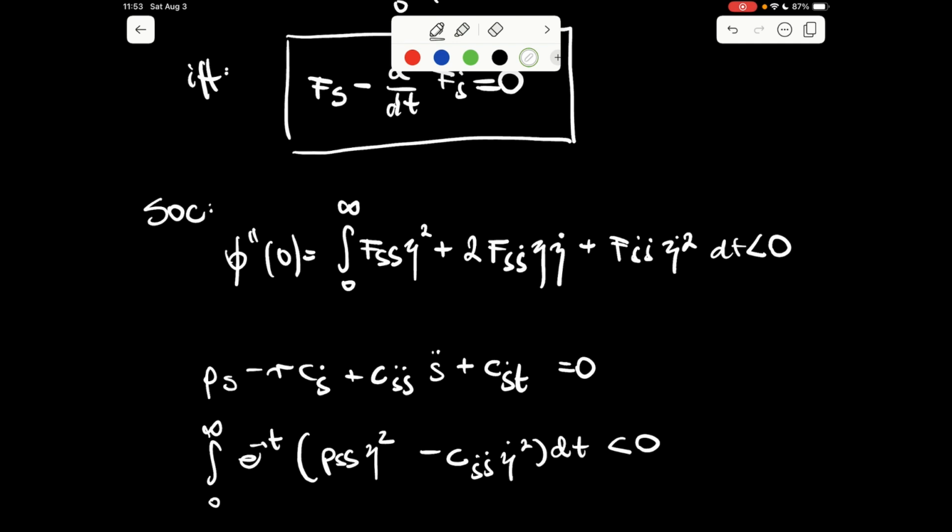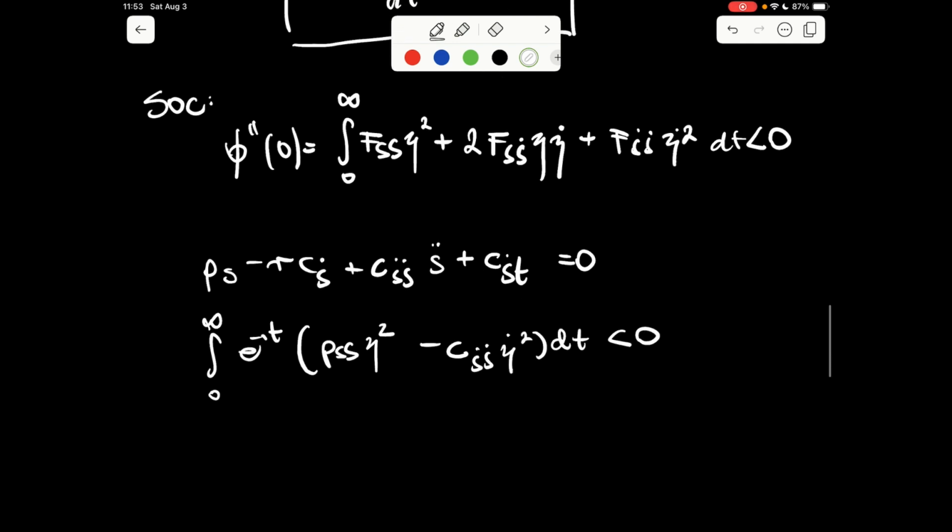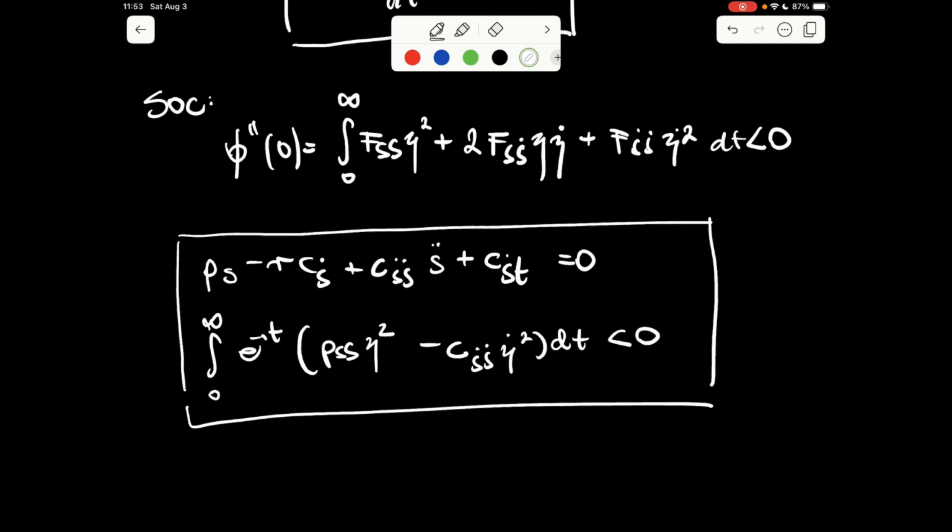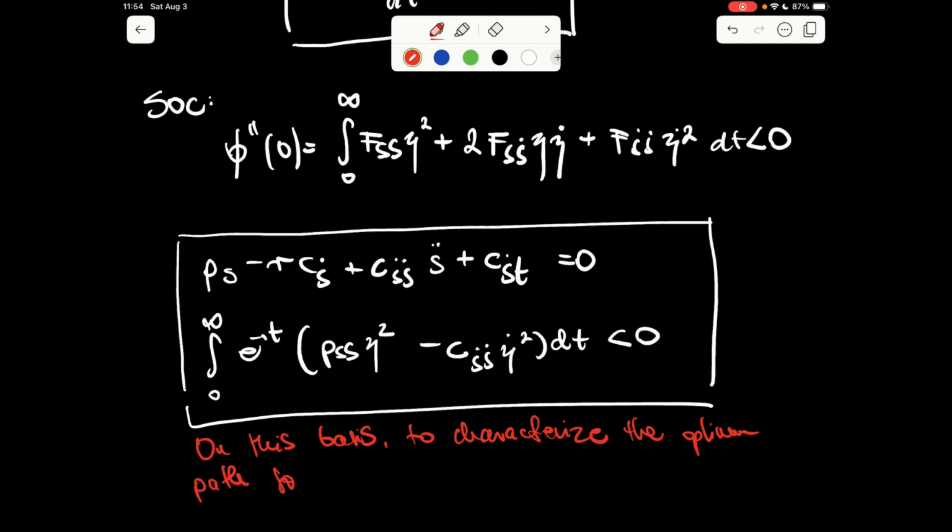All right. And on this basis, they can characterize as closely as possible the optimum path for the capital stock.